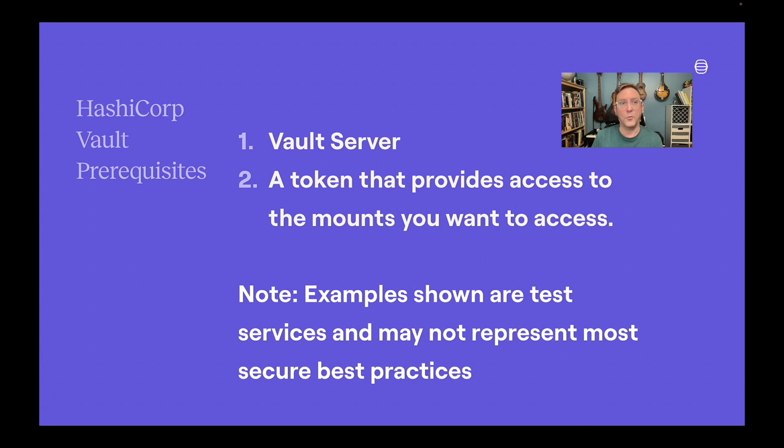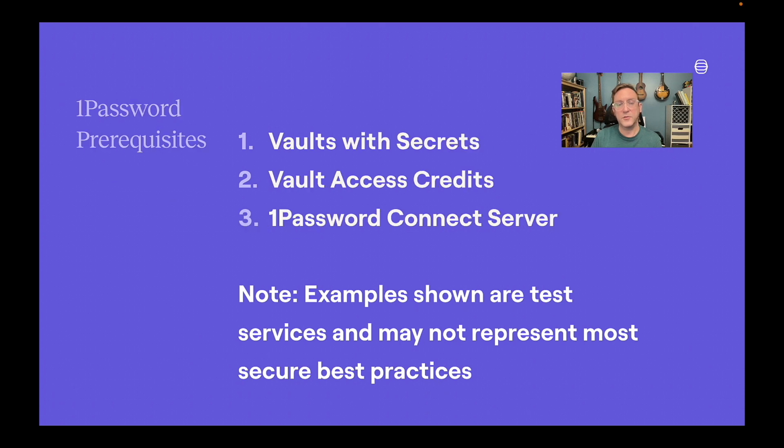Let's also talk about 1Password and their prerequisites. A couple more things that we need to do in 1Password. In addition to simply having an account, we're going to need vaults with secrets that we want to share with users of Tines. It may be one vault, it may be several vaults that we want to create automations for. The second thing that we need is vault access credits. Now, with 1Password, the access to the automation is governed by your subscription level. So you want to take a look at how much automation or how many credits are available to your subscription.